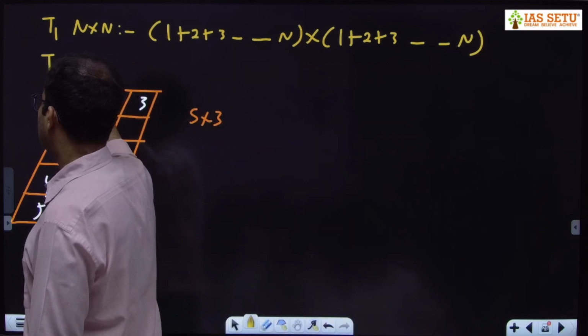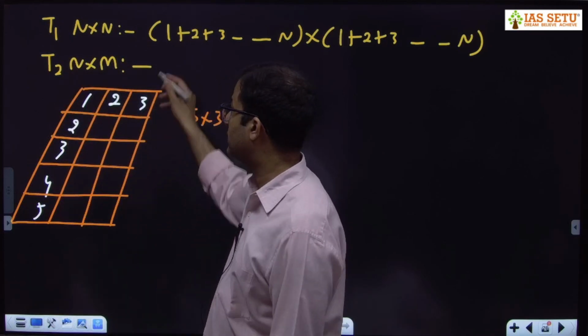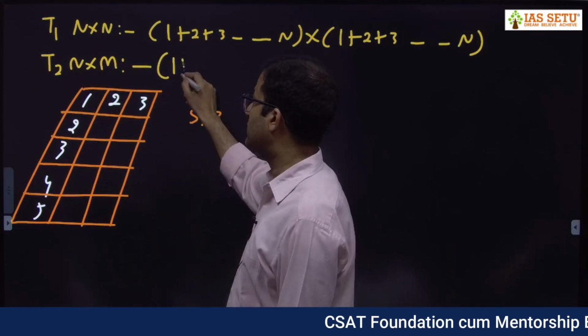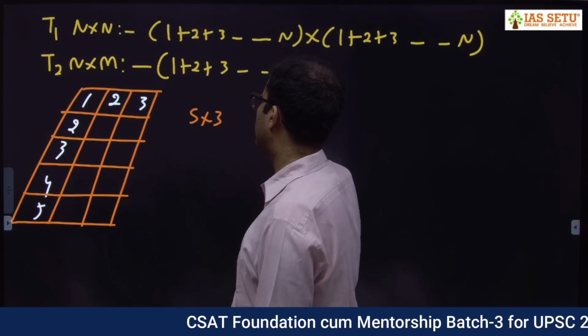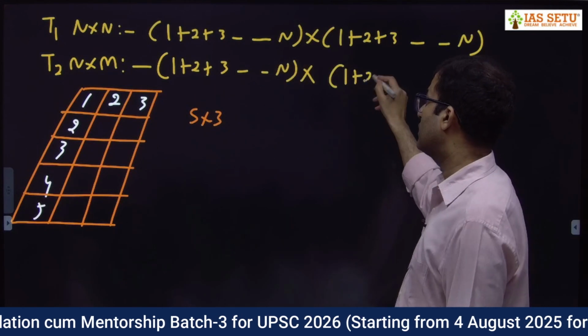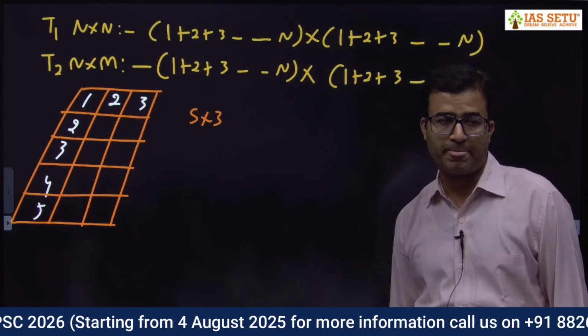If it is an n by m figure, like it is 5 by 3, here our shortcut is same. In first bracket it is 1 plus 2 plus 3 up to n, sum of first n natural numbers. Second bracket it is 1 plus 2 plus 3 up to m, sum of first m natural numbers.